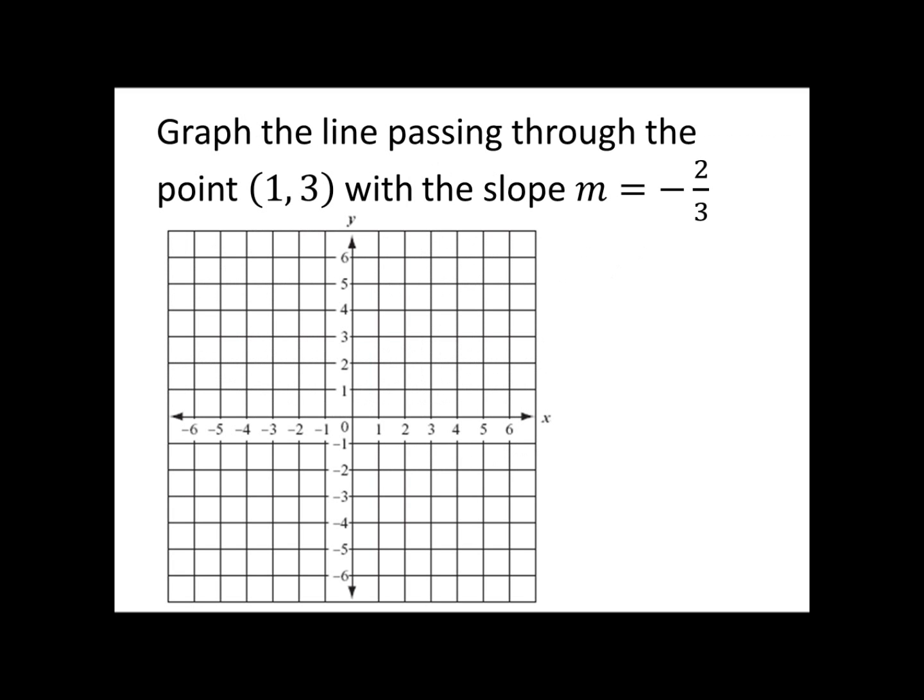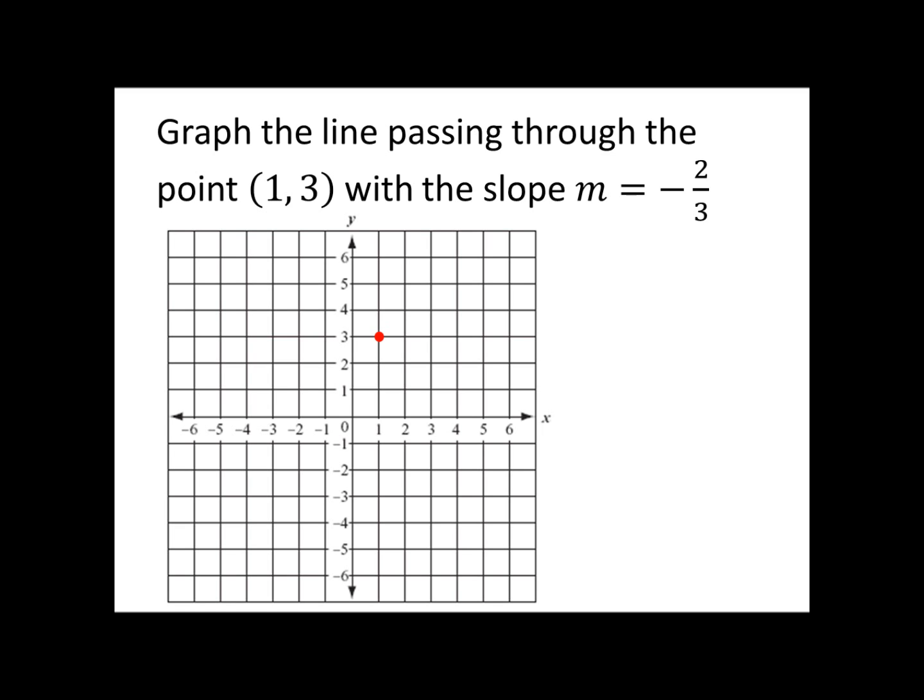Let's take a look at how to graph the line passing through the point 1, 3 with a slope that's equal to -2/3. Again, we start by plotting our point 1, 3, that is over 1 and up 3 from the origin. Now from this point we're going to apply our slope. Our slope is negative, and you need to remember to only apply that negative to either the rise or the run. Don't go down and left.